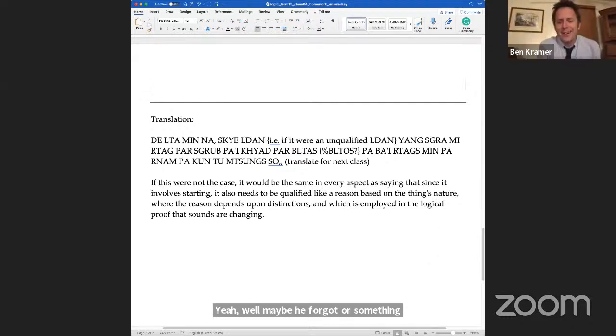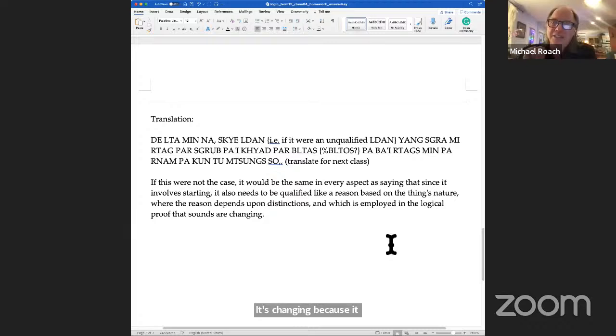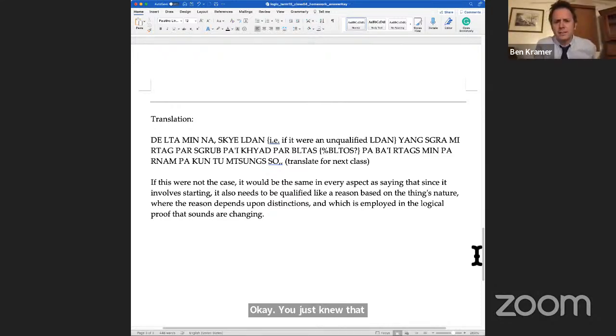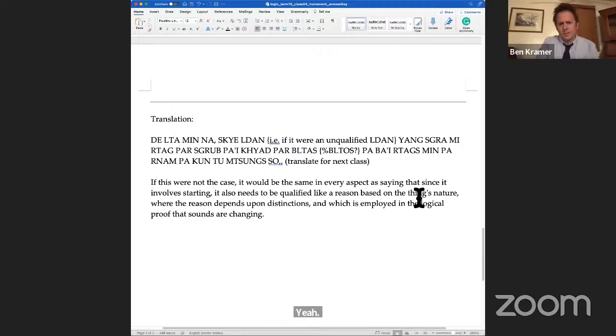Okay. We're saying here what he says here, kundu tsung so means it's a very radical statement. When I say drachi chan mitakte, take sound, it's changing because it has a starting, then that's qualified. I didn't say take sound, it's changing because it has something, but I don't want to tell you. That's unqualified, right? So what we're saying is Yipa is as qualified as Kenden. And if you don't agree to that, then Kenden is unqualified.